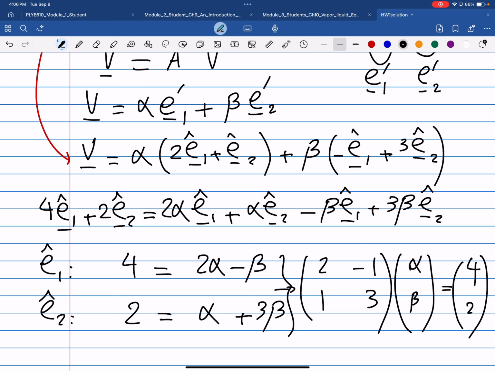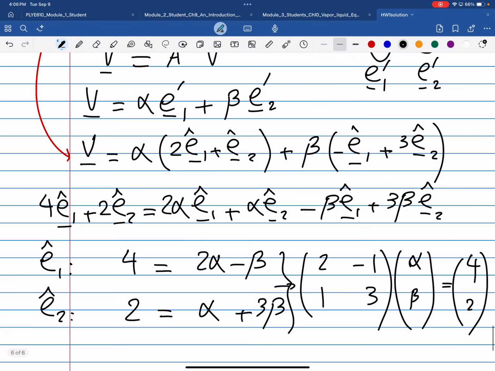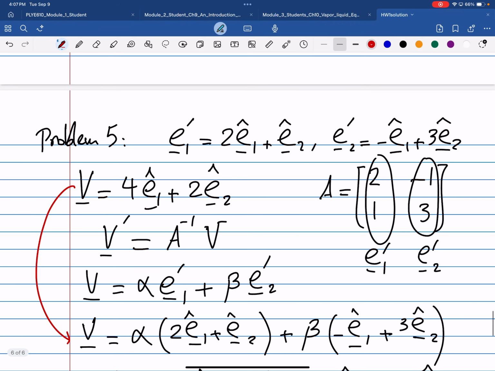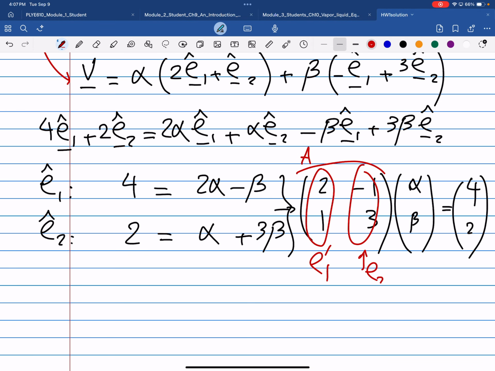The way that you suggested is exactly the same thing. What he called the 2 by 2 matrix A, let's look at it carefully. This matrix is what you call the A matrix. The columns of this matrix are your new basis set: 2, 1, minus 1, 3. So this is e1 prime, and this is e2 prime.